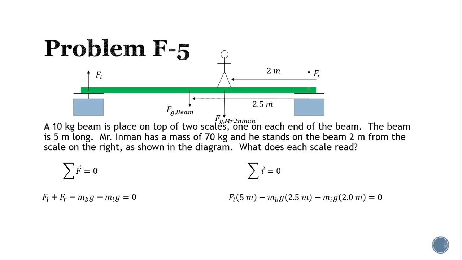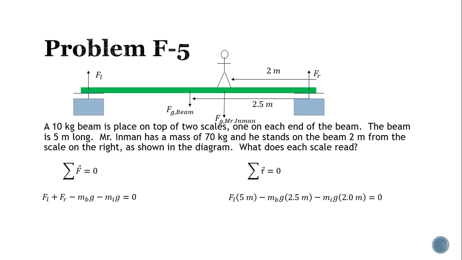The second thing that I've done is I've found sum of torques about an axis of rotation, and the axis of rotation that I've picked is at the far right-hand side of the beam. What that means is that force L is creating a counterclockwise torque. Or excuse me, it's actually a clockwise torque. I've reversed the signs that I normally do, but as long as those signs are opposite, it doesn't really matter in this case. So force L times R, which would be 5 meters.